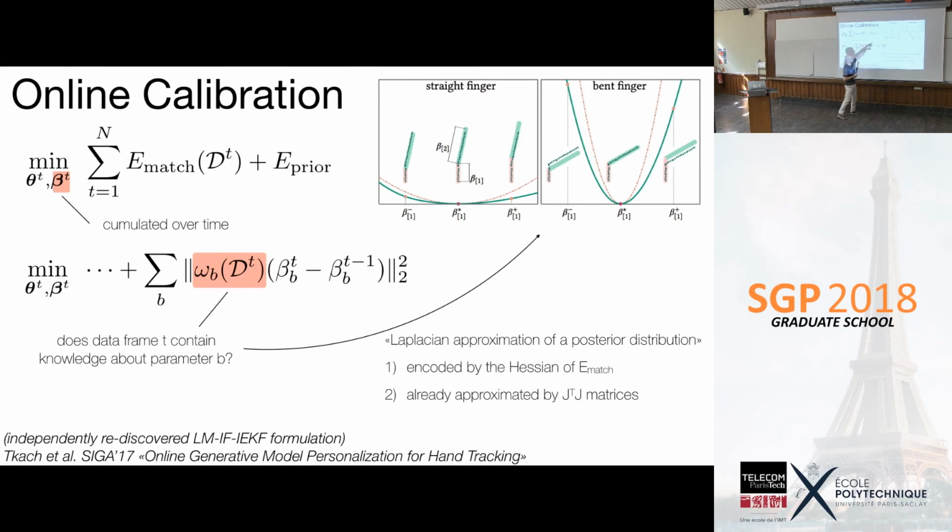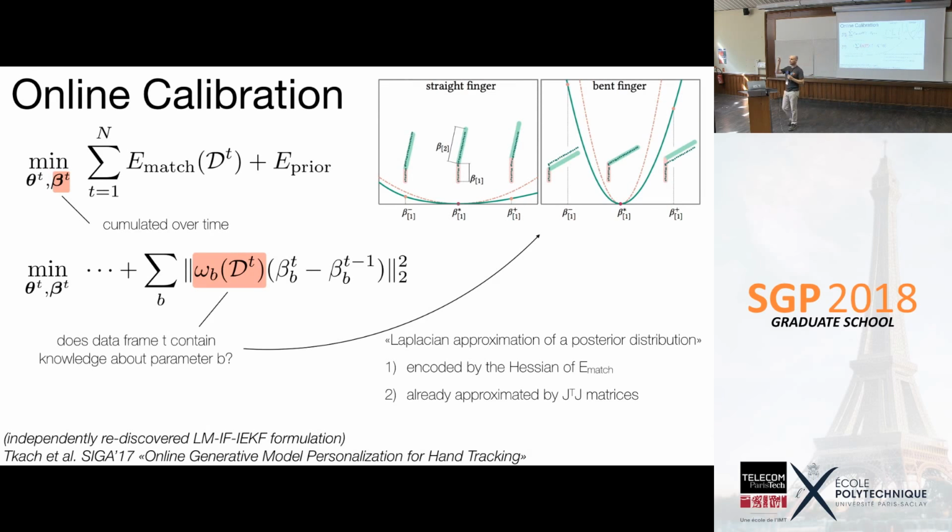So you can see it over there. What we're doing is that we're trying to infer the parameter, the length of the first phalanx, the beta 1. And when the finger is straight, as you can see, the registration energy with respect to the point cloud that I have is relatively flat, which means the problem is badly conditioned.